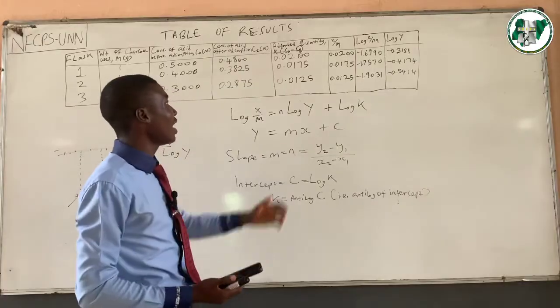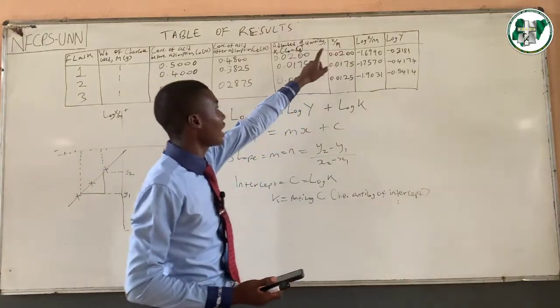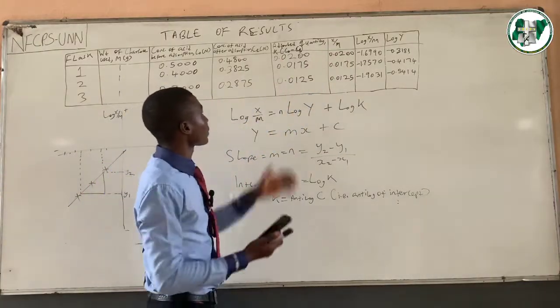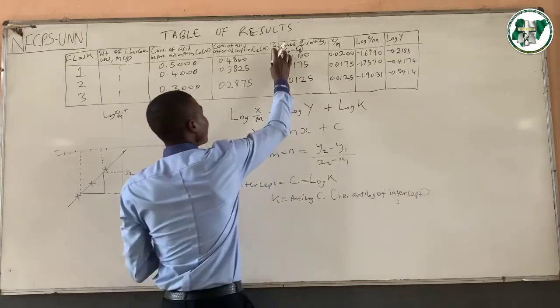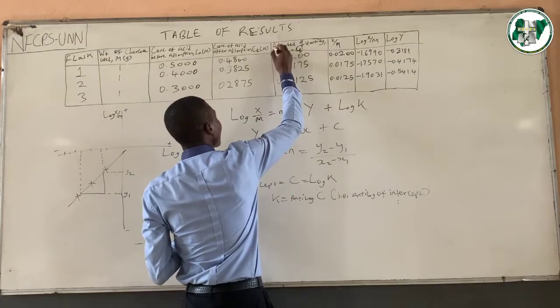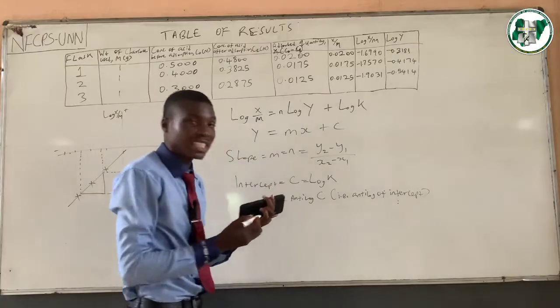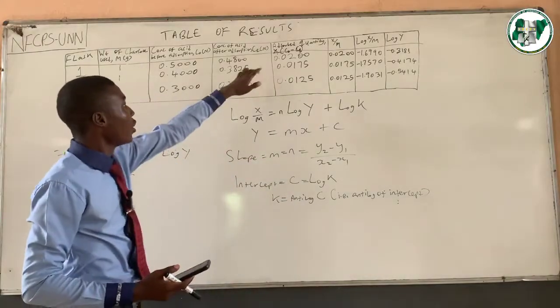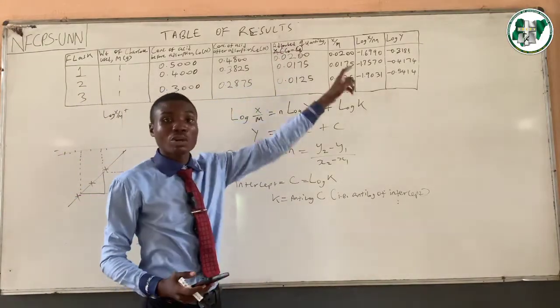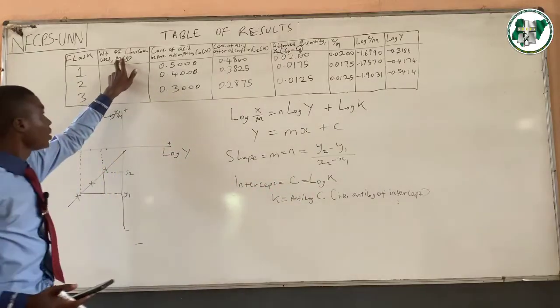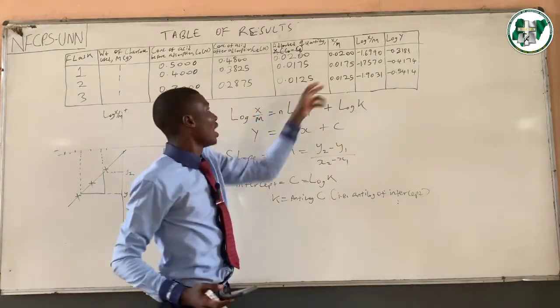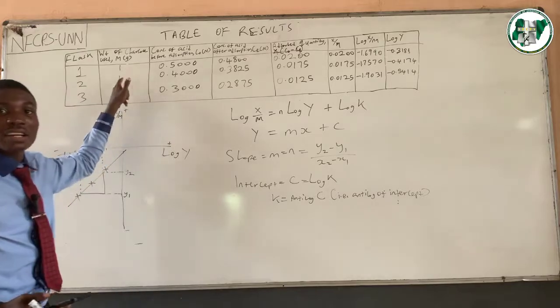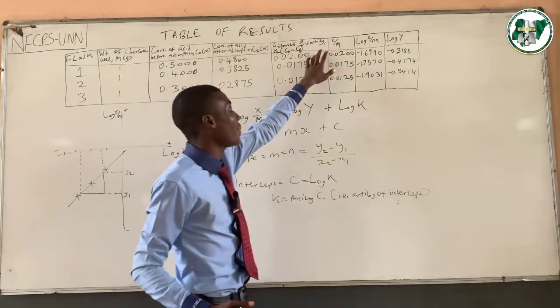Then the next thing you want to calculate is your X over M. Sorry, I made a mistake. This is not K. This is X, sorry. K is actually our constant. So your X, which is the adsorbed quantity, over your M, which is the weight of charcoal, is going to give you this. Now, since the weight of charcoal all through is 1 gram, 1 gram, 1 gram, it simply means anything divided by 1 will give you the same thing.